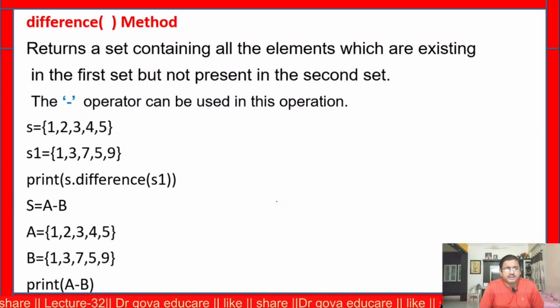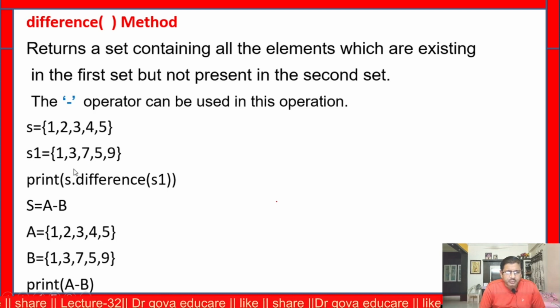Next, the difference method. Now this method returns a set containing all the elements which exist in the first set but are not present in the second set. Now we can use the minus operator also. Suppose for example S is one set and S1 is another set. Now I want to find S minus S1, that is the elements present in S but not present in S1. Observe here, then the output.